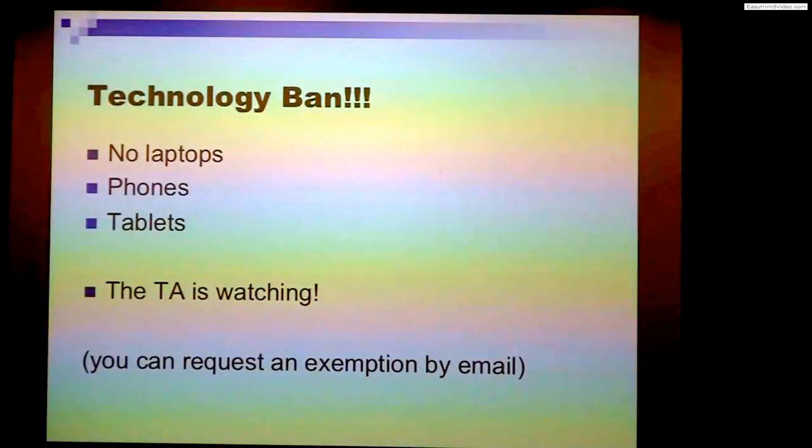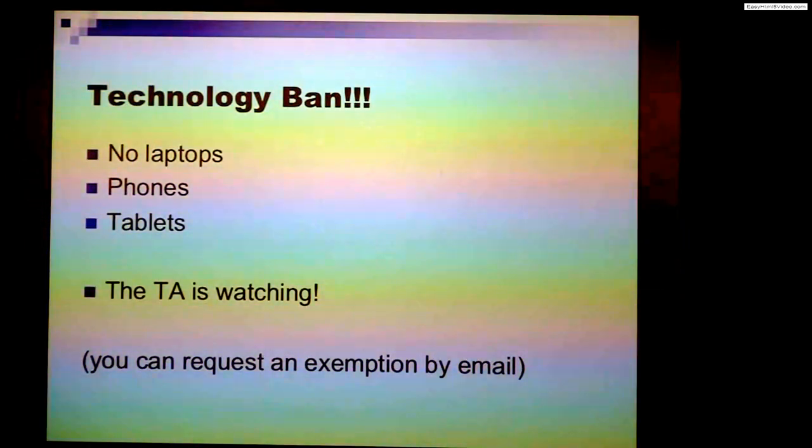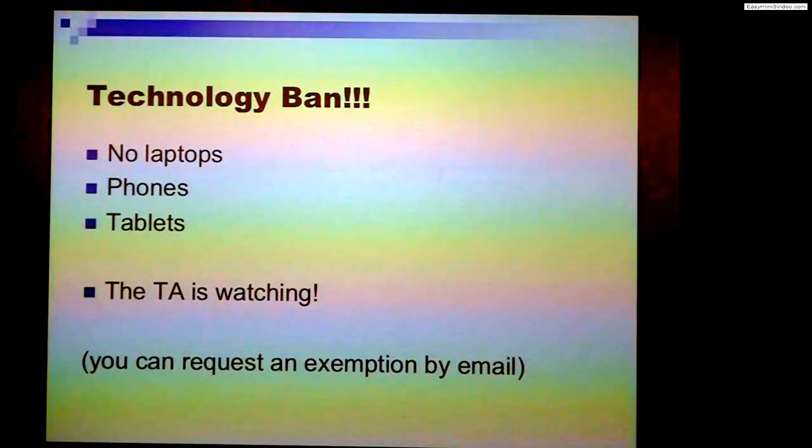Okay, so there's a technology ban in the class. This is an experiment that we started in fall, and it worked pretty well. So the idea is that no laptops, phones, tablets, and you know the TA is watching you from the back. You can request an exemption if you really use it for notes, but the reason why I'm putting this in is because last year when I taught this class, people were playing a networked video game against each other in the class, right? So it's just too out of control, okay? All that stuff is distracting, so I think this is better.